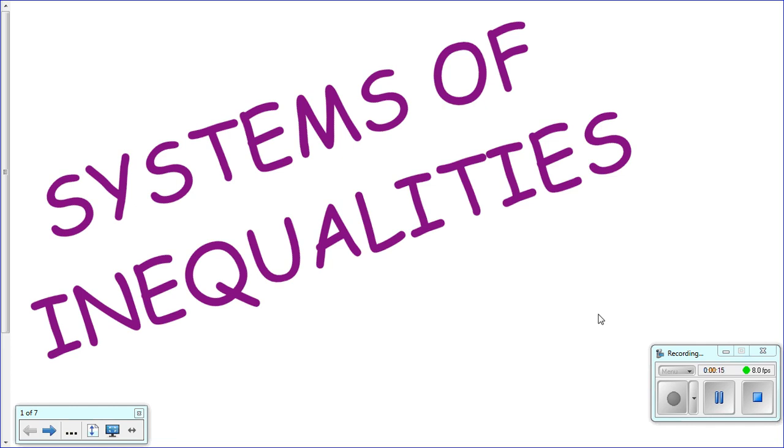Wow, that came out as a weird sentence. So our test is not just on equations, but also on inequalities. Now luckily, inequalities is really easy. Okay, so let's go ahead and get started.